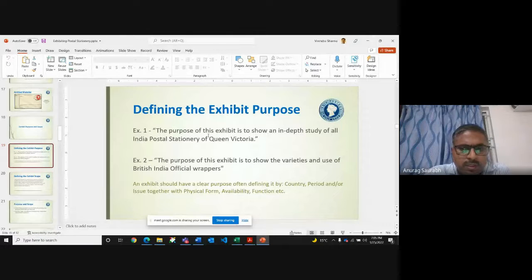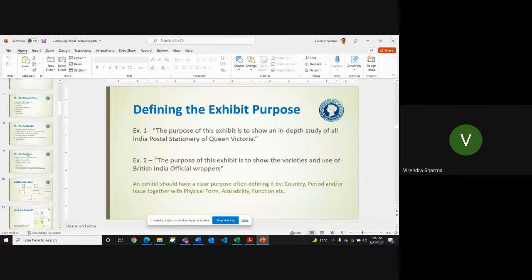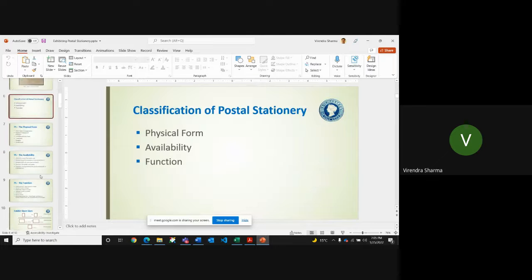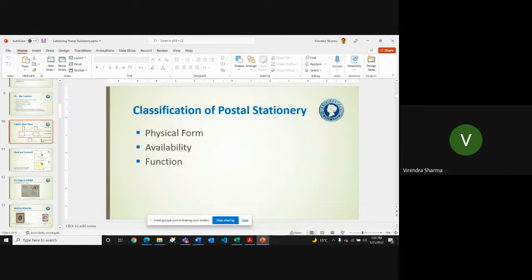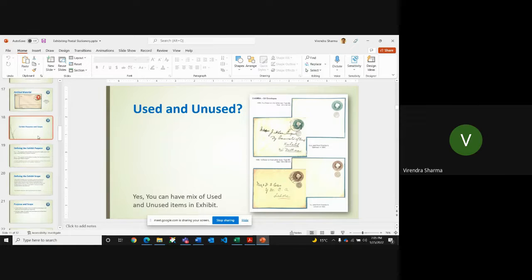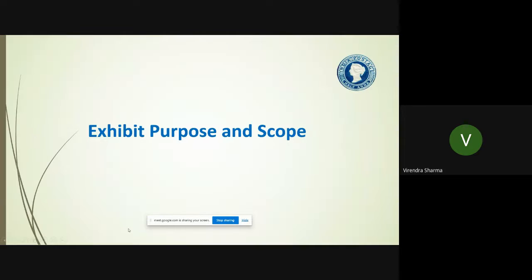Yes, we are able to see it. It is defining the exhibit and scope. Right. So this is a very large presentation. I'm not going to cover the general things. I am going to focus on a few key points, right? So the most important aspect is exhibit purpose and scope.